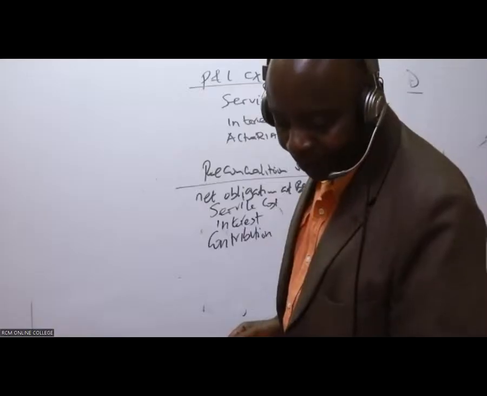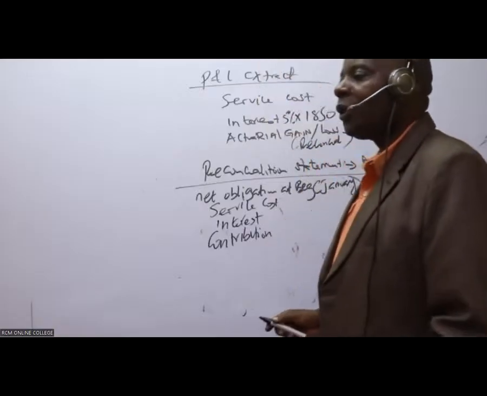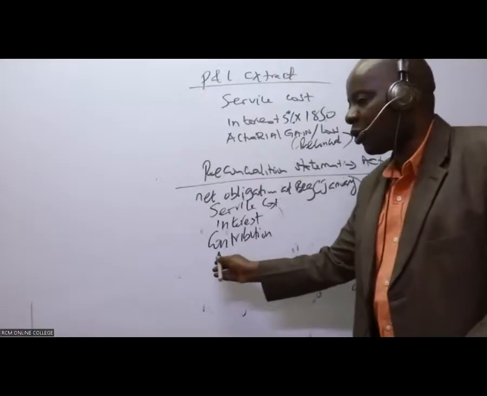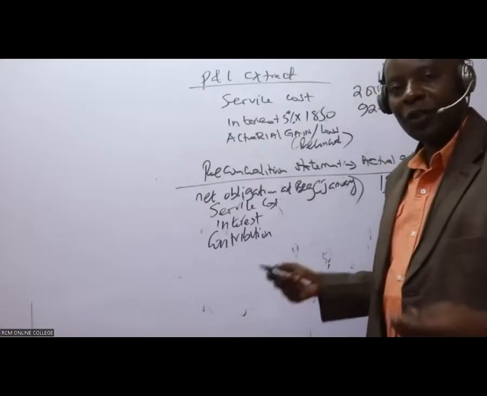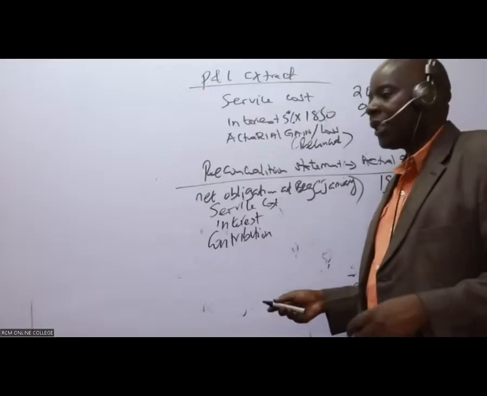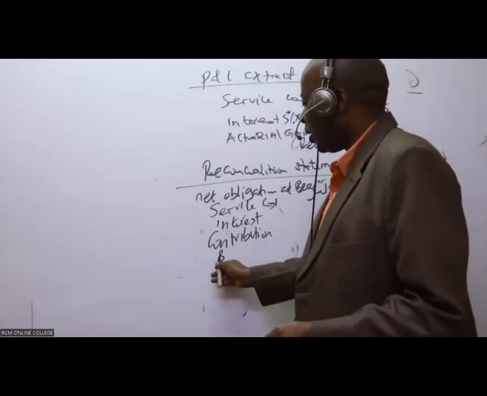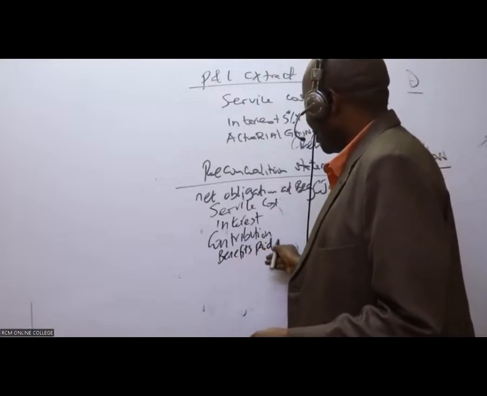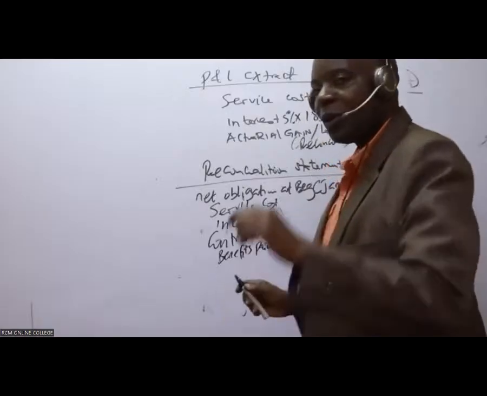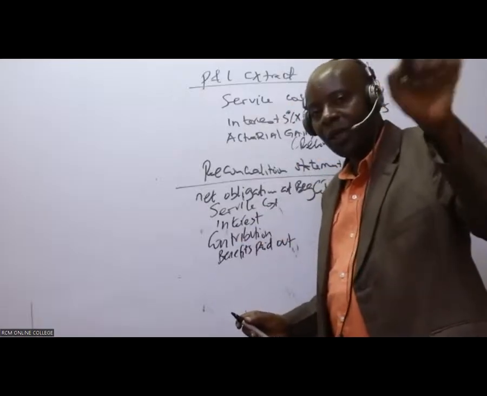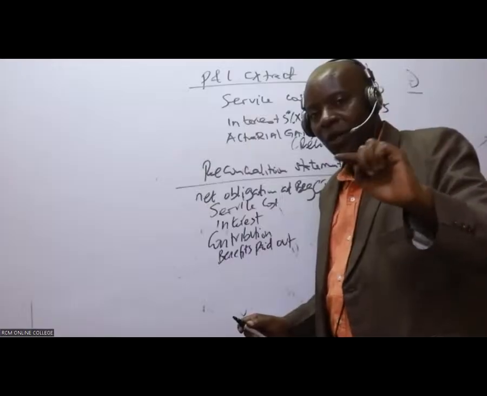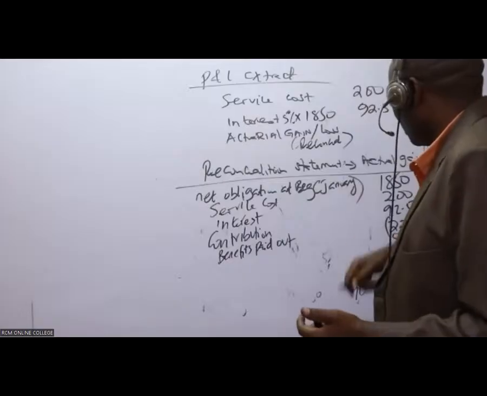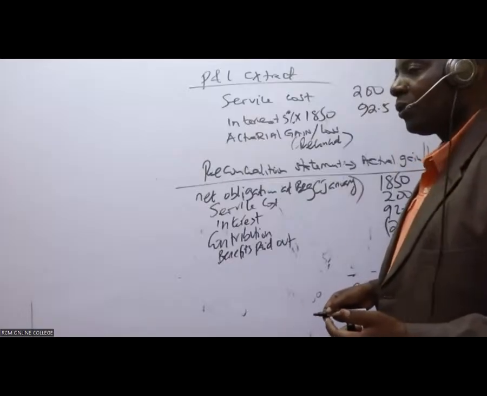Now, what do you know about benefits paid out? You simply write for the examiner to demonstrate a broad and deep knowledge of the subject: ignore. Benefits paid out affect both the obligation and the asset. The obligation will go down and the asset is going down, so the net effect is 0. Ignore.